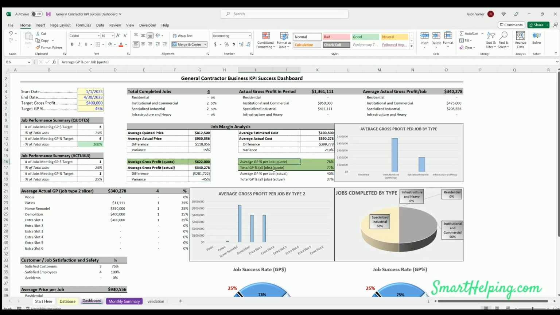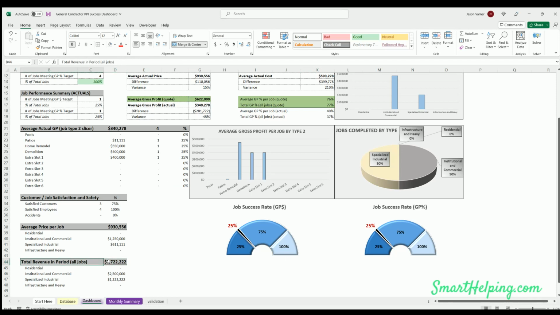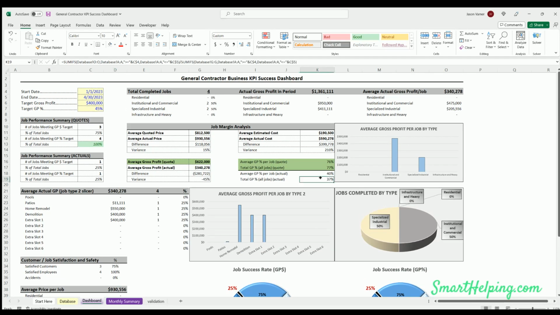Here, this is the same deal, but it's doing average gross profit per job and then total gross profit of all jobs in the period. And that will also be measured against this target gross profit. And then you've got average gross profit actual and total gross profit actual of all jobs. So this 37% is essentially looking at this gross profit here, total gross profit in the period divided by the total revenue in the period, which is down here. But that's what this number is doing, and this number is doing for quotes.